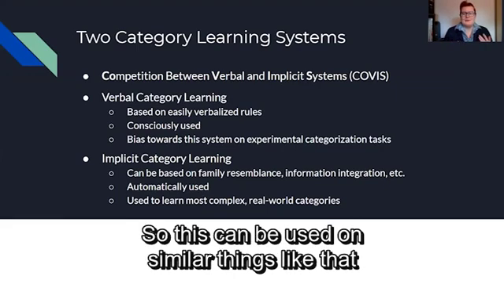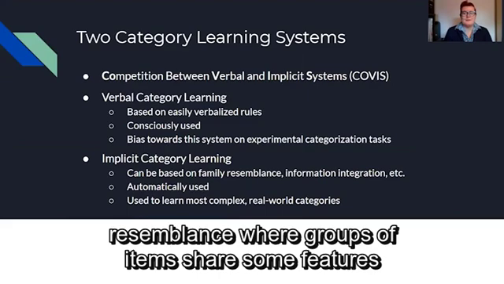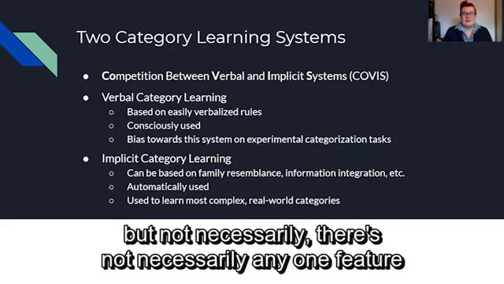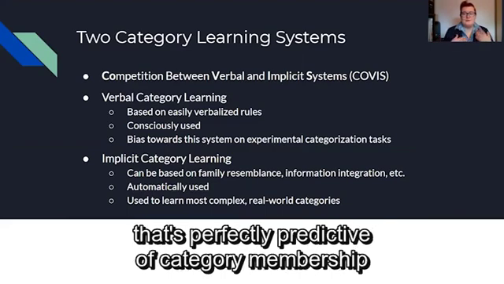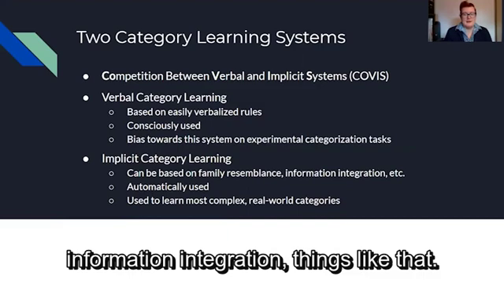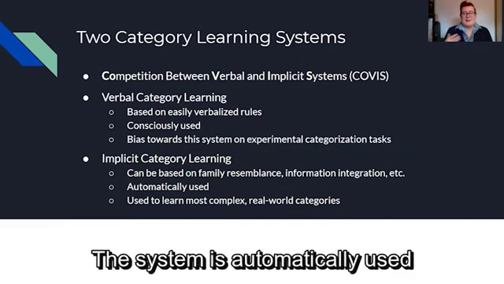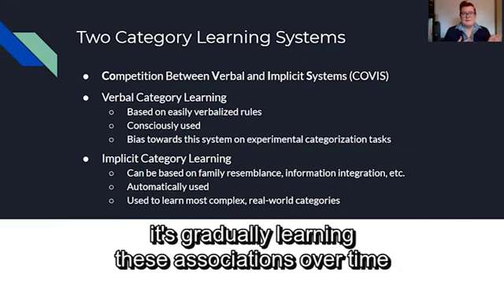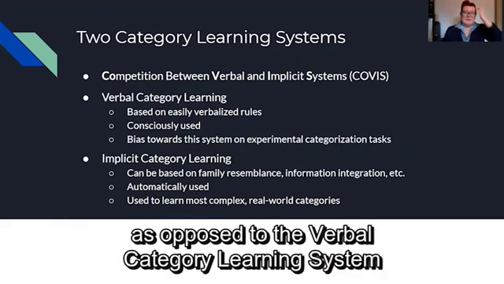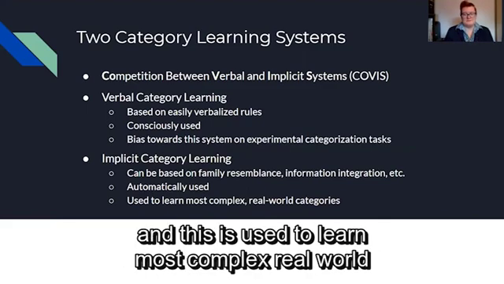So this can be used to learn things like family resemblance, where groups of items share some features, but there's not necessarily any one feature that's perfectly predictive of category membership, information integration, things like that. The system is automatically used. It's gradually learning these associations over time, as opposed to the verbal category learning system. And this is used to learn most complex real-world categories.